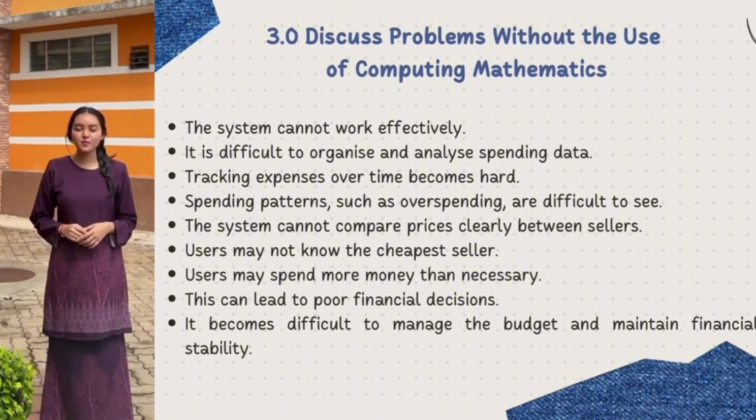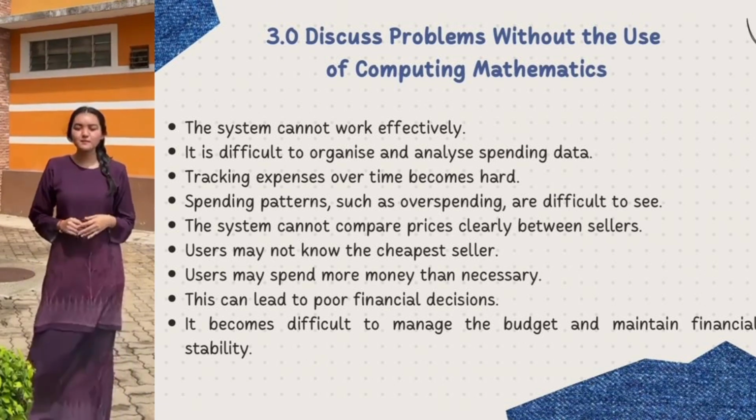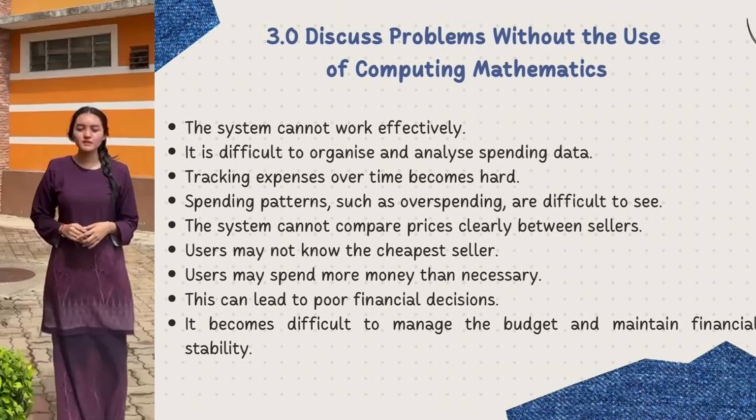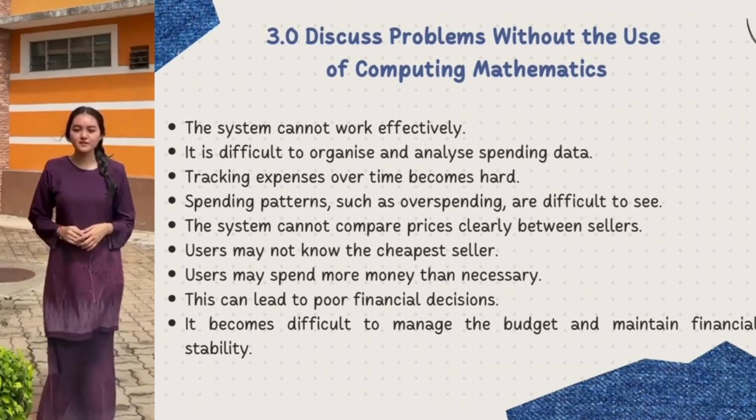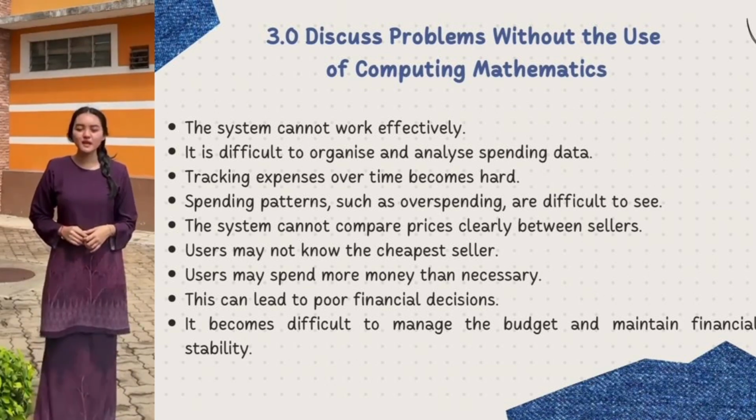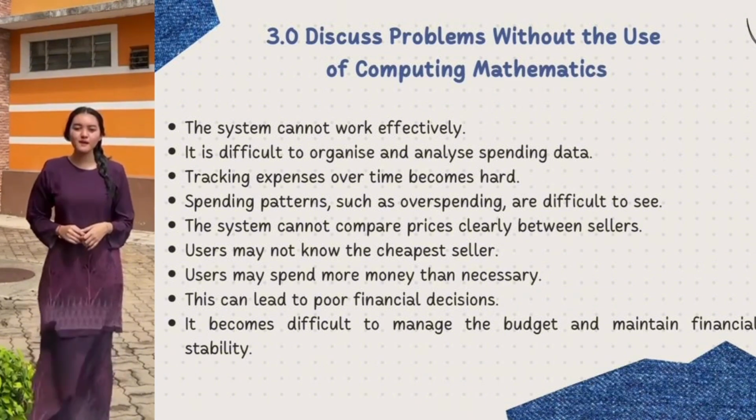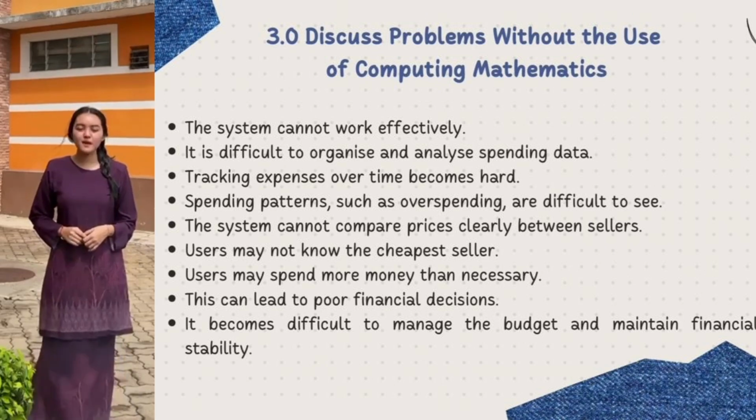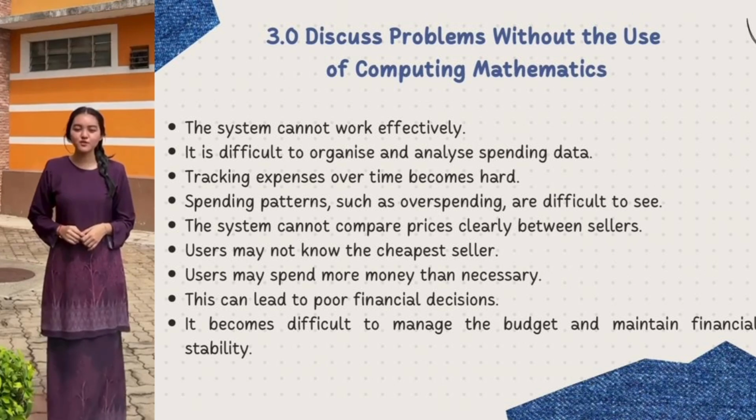In addition, without computational mathematics, the system also cannot compare prices clearly between different sellers. This will make it hard to know which seller offers the cheapest price. So, this can cause users to spend more money than necessary. As a result, users may make poor financial decisions and find it difficult to manage their budget and maintain financial stability. That's all for me.